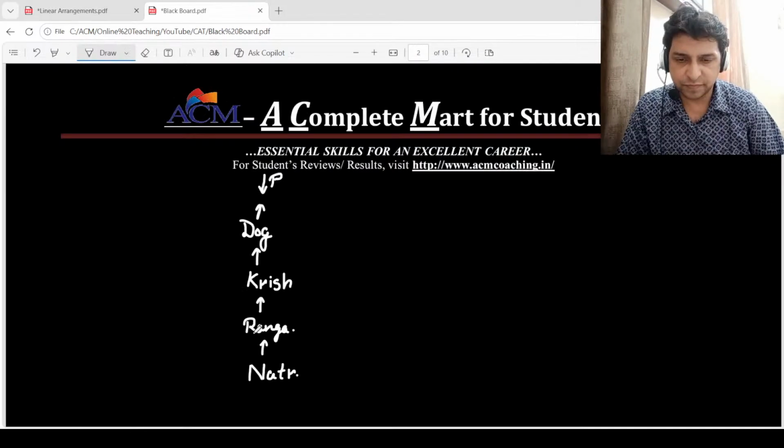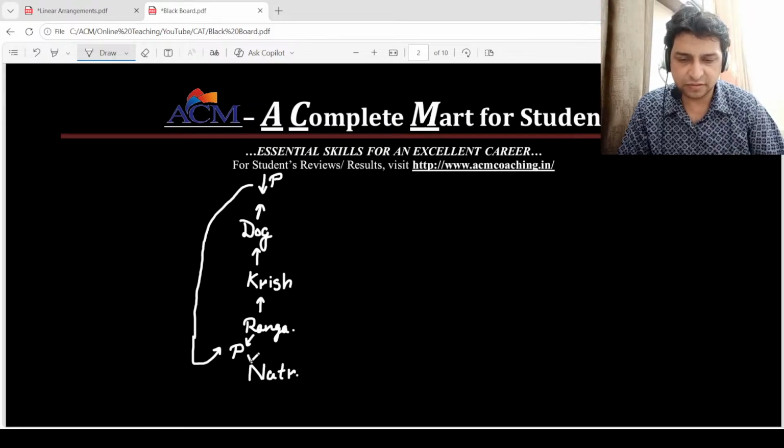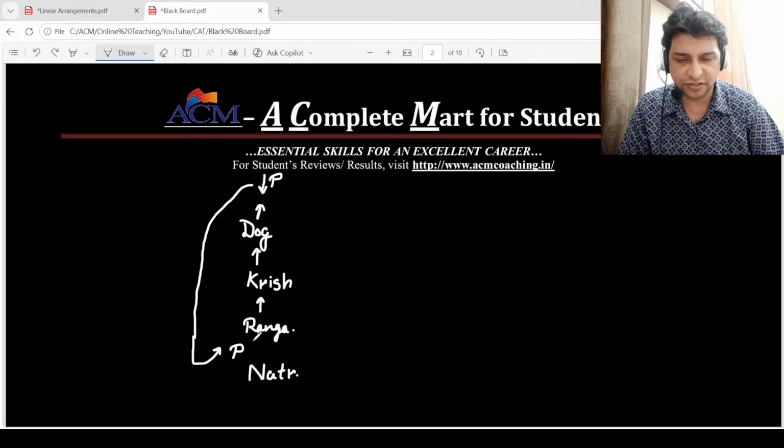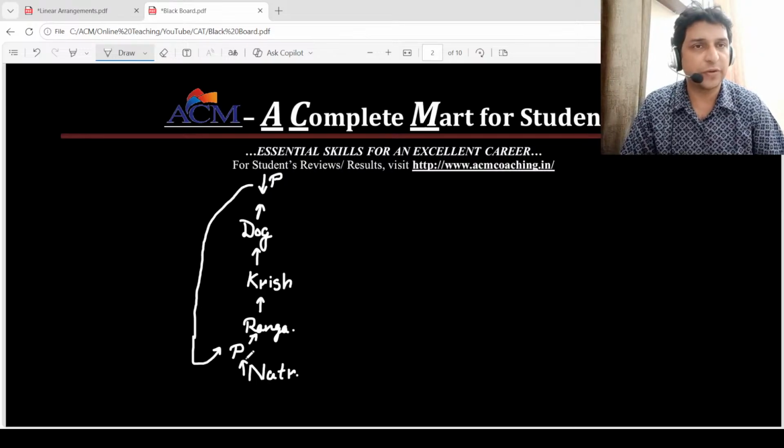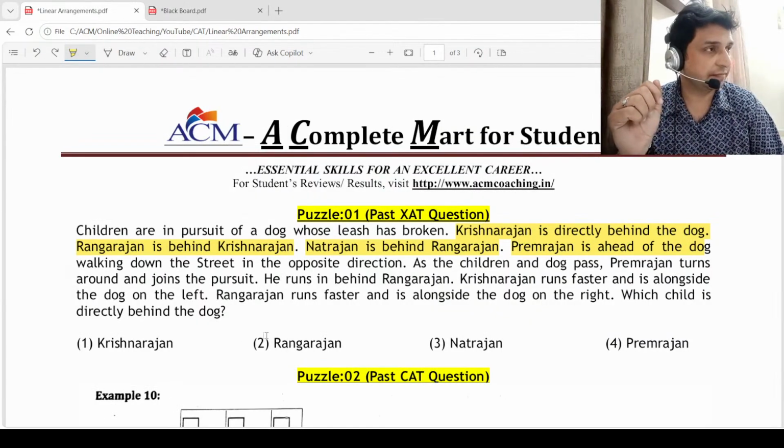So when Premarajan passed, he joined behind Rangarajan. That means Premarajan is going to be here. So behind Rangarajan, we're going to have Premarajan, and behind Premarajan, we're going to have Natarajan. So this is how the sequence has become. The straight line has become.